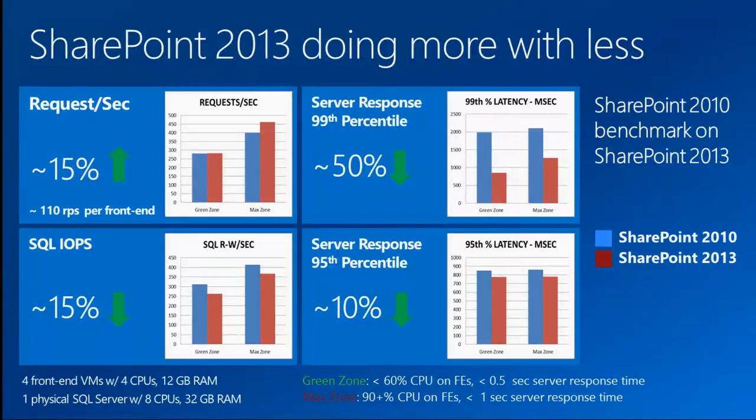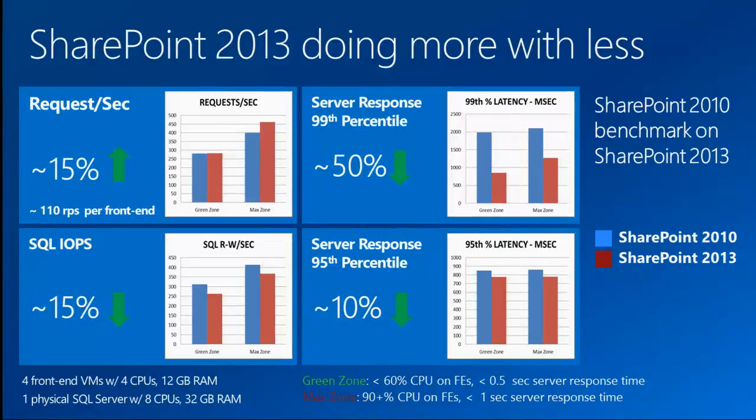The test bed consisted of 4 front-end servers that were all VMs, by the way, not physical machines, because that's what most of our customers would like to run, and a single SQL database. We did the tests in 2 operating regions. One region is the green zone, as you're seeing on the graph, where the front-end server resources are utilized at a moderate level, so we're not really stressing the system.